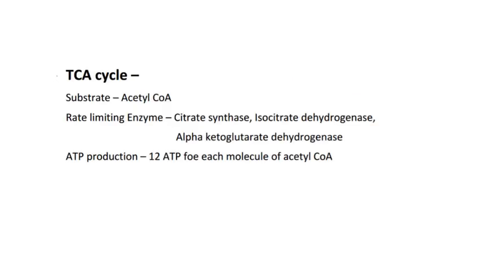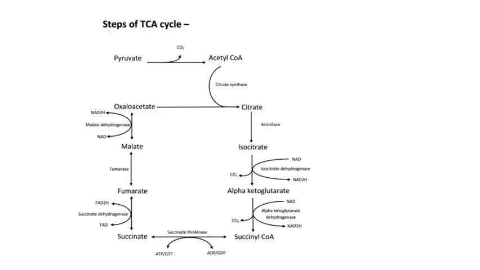Now we will talk about the TCA cycle. Here the substrate is acetyl-CoA. The rate limiting enzymes are citrate synthase, isocitrate dehydrogenase, and alpha ketoglutarate dehydrogenase. And 12 ATP is produced for each mole of acetyl-CoA. Here are the steps of the TCA cycle.